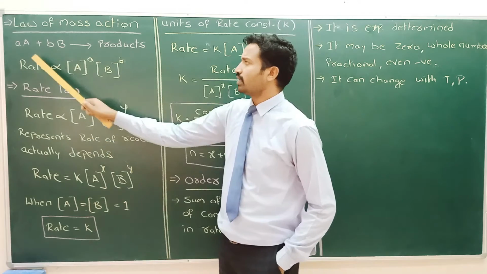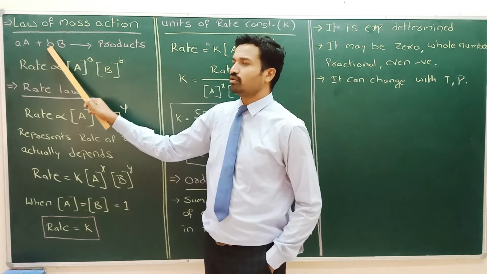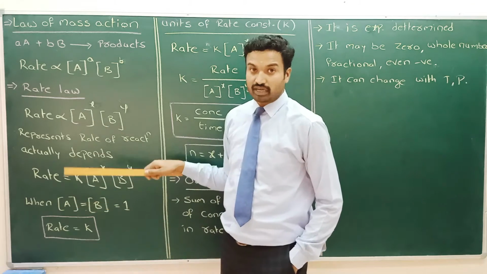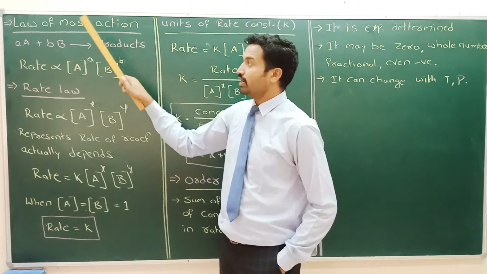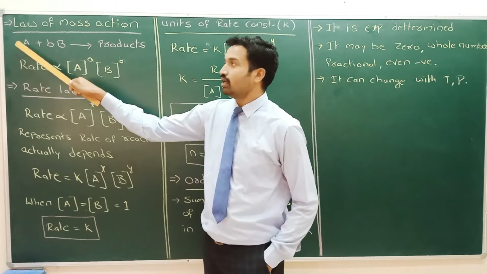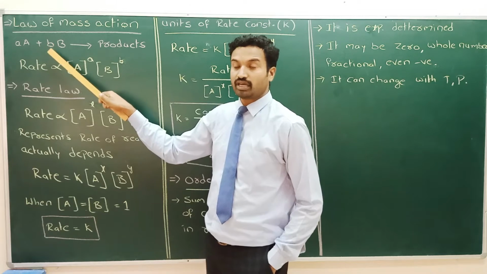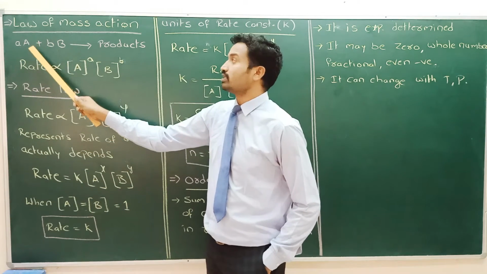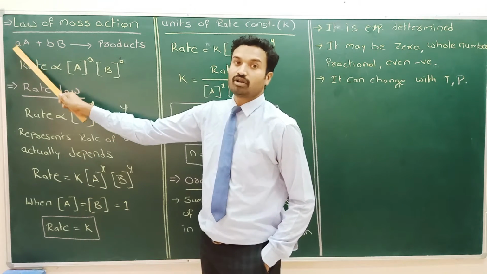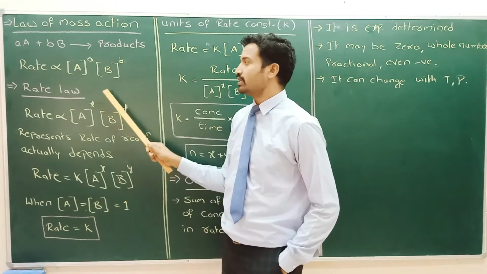Why? Because this is the theoretical value, this is the experimental value. Here we have taken number of moles of A and number of moles of B. But experimentally, the reaction may depend on concentration of A, number of moles of A. It may depend on concentration of B, number of moles of B. Sometimes it may not depend on concentration of A. So it may depend, it may not depend. So it is experimental data.